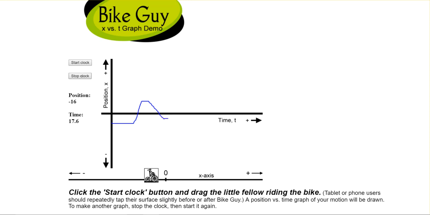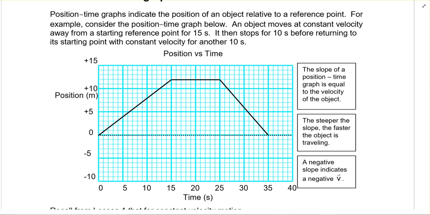Okay, so you can see that if you're moving to the right, in the positive direction, your slope is going to be going from the bottom up. If you're going left, your slope is going to be going down. So that's how that works. And really, it's the steepness of the slope that shows how fast you're going. You can see that the first one, I had him moving faster than the second one. Hopefully that helped you visualize what's happening here.